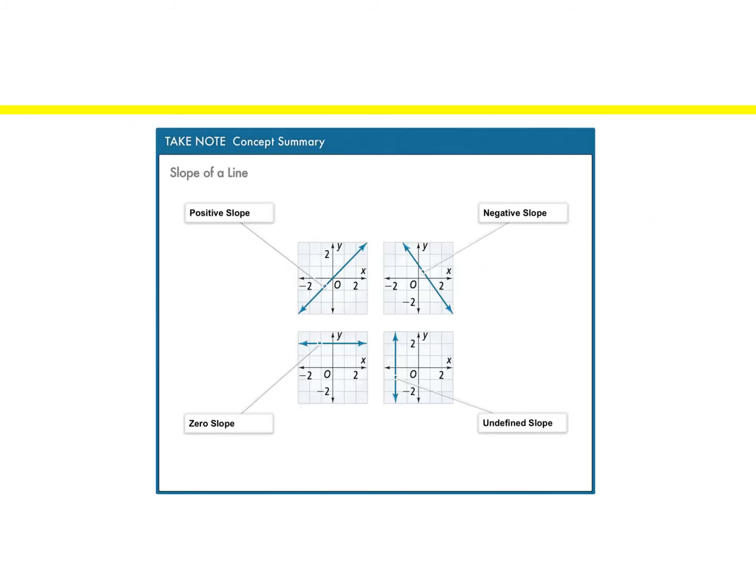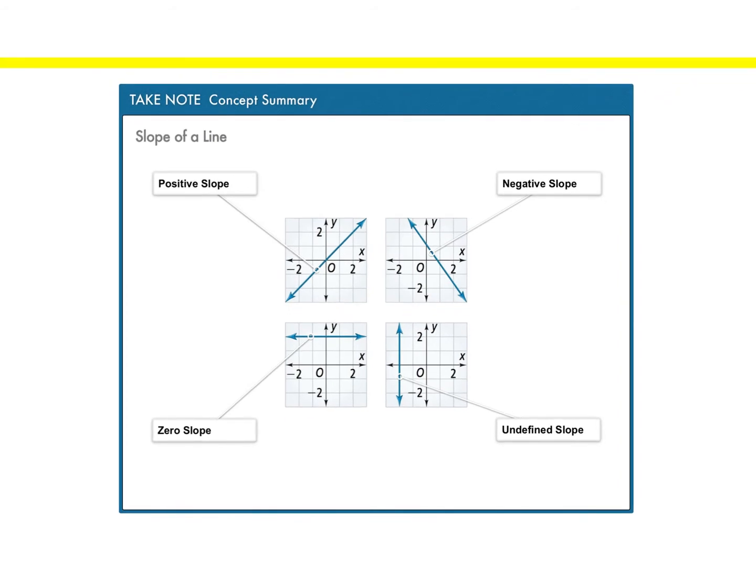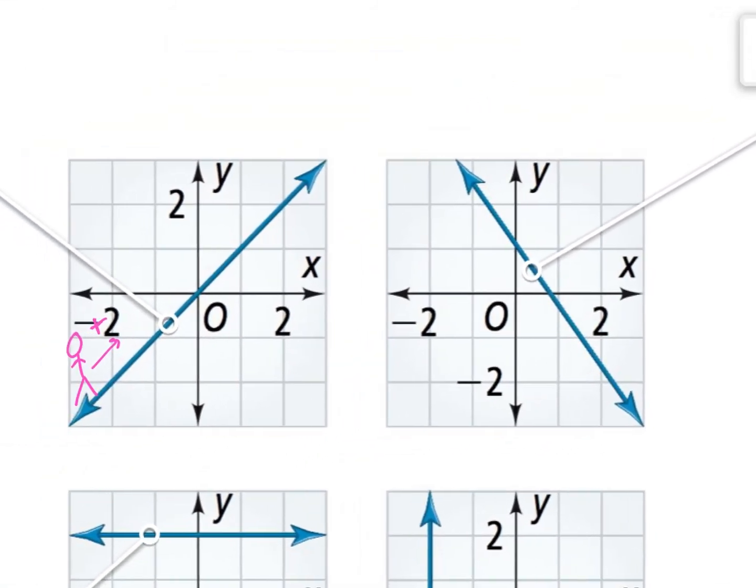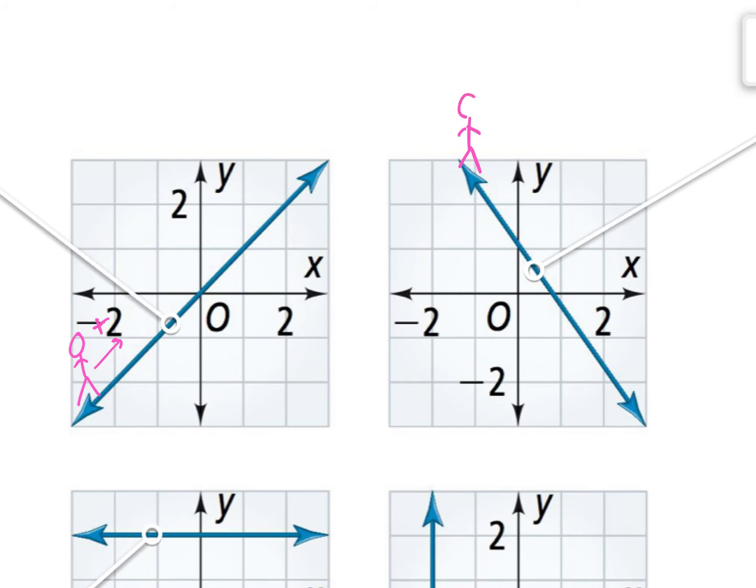All right, on the next slide, we have an example of positive slope, negative slope, zero slope, and undefined. Looking at our graph here, you read graphs going from left to right. If I was a person walking on this graph, going from left to right, just like how you read a sentence, I would be walking uphill, so this is a positive slope. Because I'm walking uphill, it's increasing, you have positive slope. The next one, if I was a person walking left to right, I'd be walking downhill, so this would be a negative slope.